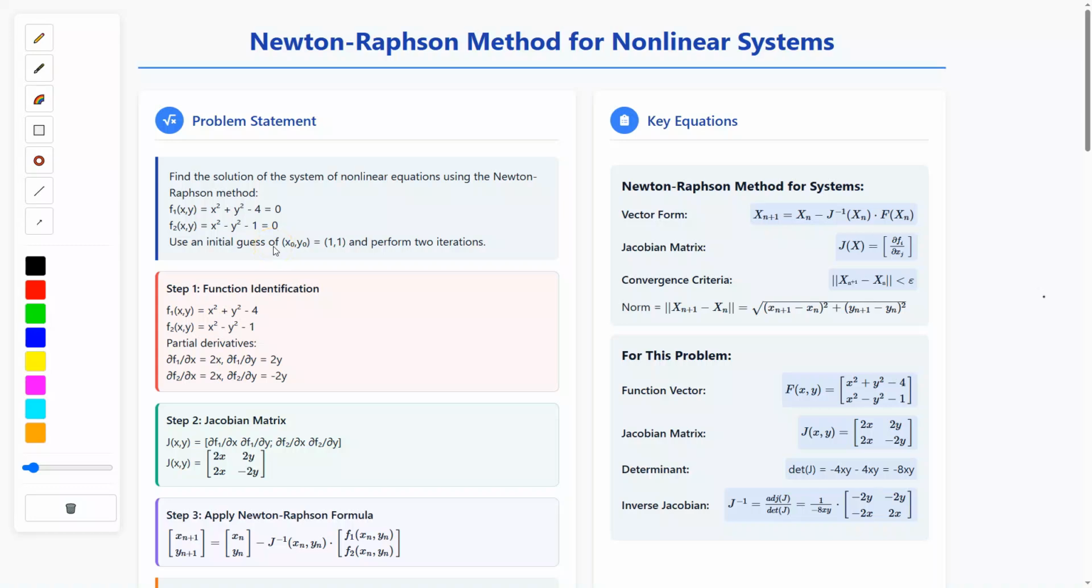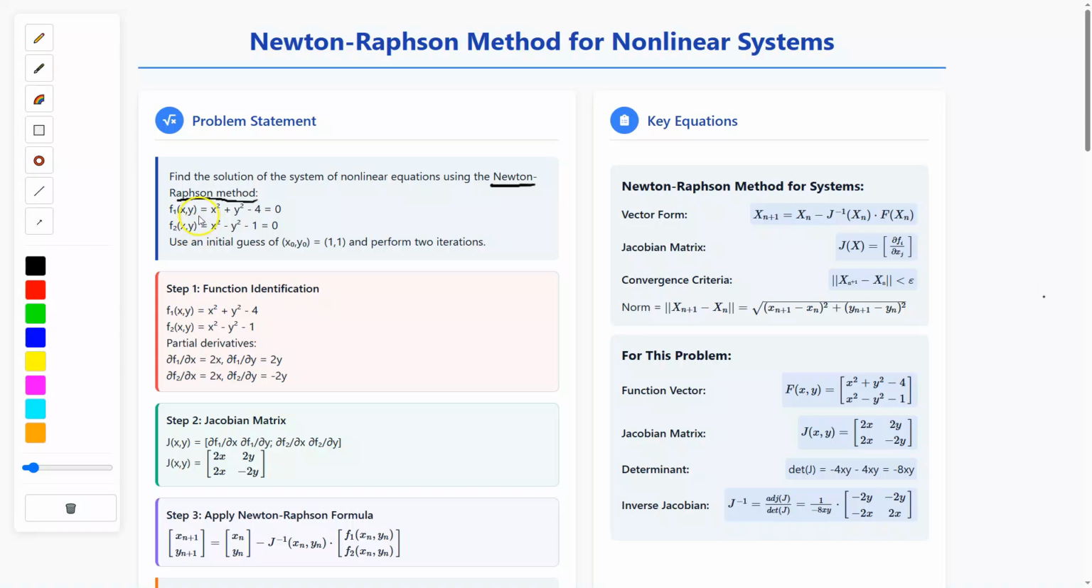Today I am going to talk about root finding of a multivariable nonlinear system by the Newton-Raphson method. Here I am going to find the root of two nonlinear equations by the Newton-Raphson method. So here is the problem statement: find the solution of the system of nonlinear equations using the Newton-Raphson method.